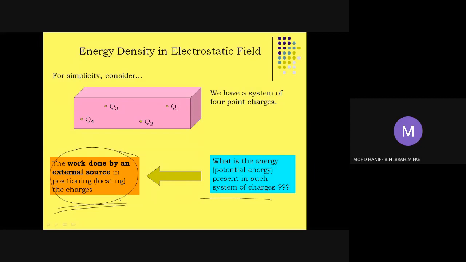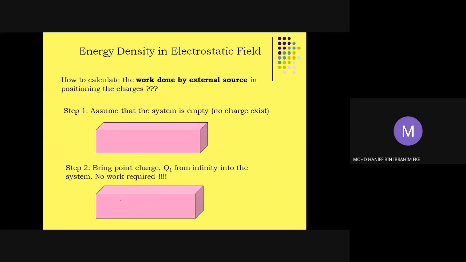Okay, so for instance, in order for us to find the work done by the external source in positioning the charges, the first step is that we assume that initially in this particular system there is no charge. So basically, the system is empty.